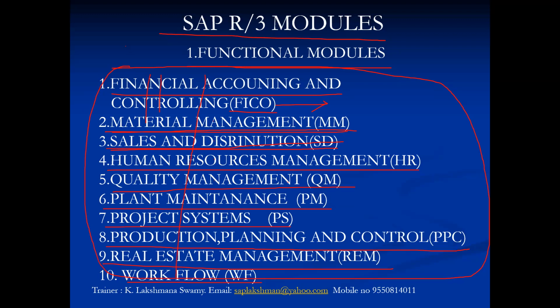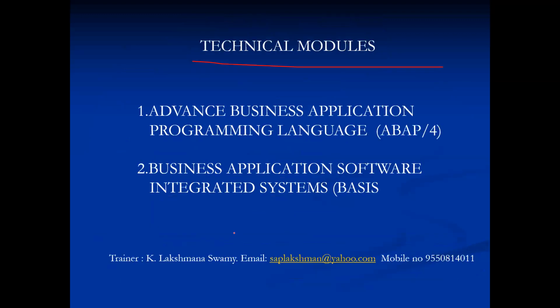So these are all fully developed softwares. Softwares means there should be a language in which all these softwares have been developed, right? That language is ABAP. ABAP is the own programming language of SAP company. ABAP stands for Advanced Business Application Programming Language. Another technical module is BASIS, which stands for Business Application Software Integrated Systems.